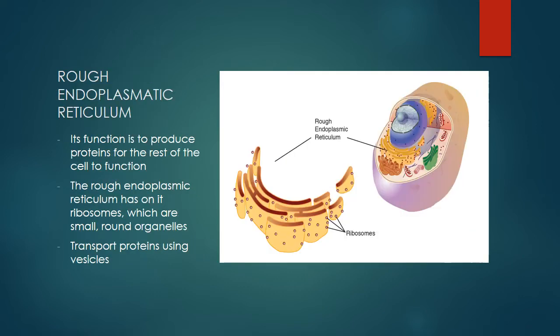There are two types of endoplasmic reticulum. It can be either smooth or rough. The rough endoplasmic reticulum's function is to produce proteins for the rest of the cell to function. The rough endoplasmic reticulum has ribosomes on it, which are small round organelles. It also transports proteins using vesicles.